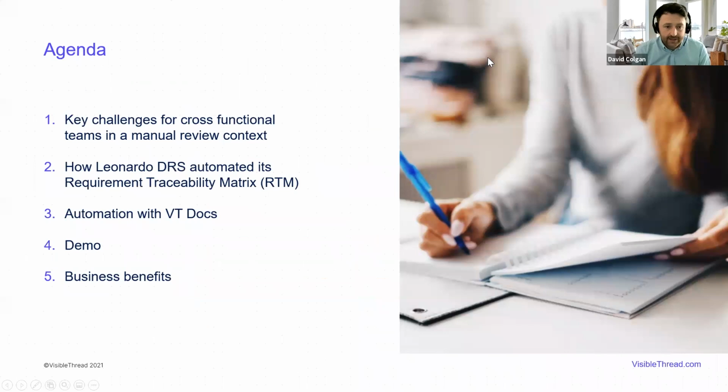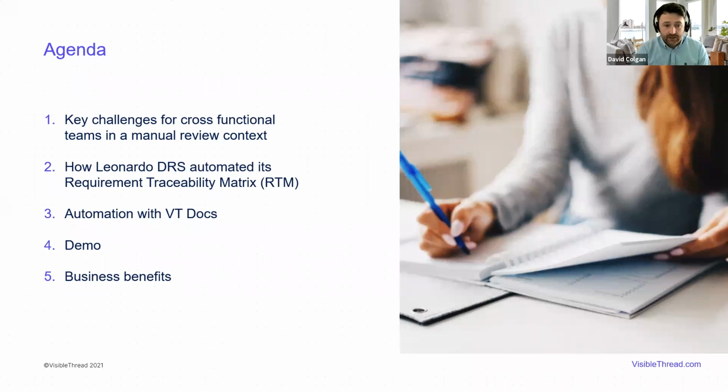Our agenda for today. First of all, we'll give you a little bit of background, essentially why we started this project, and some of the key challenges for cross-functional teams in any sort of manual review context, particularly when you're dealing outside of the engineering team. We'll go into a little more depth on that. Then we'll look at Leonardo DRS's process and how we helped automate certain elements of their requirement traceability matrix creation and some of the fruitful results we had off the back of that.